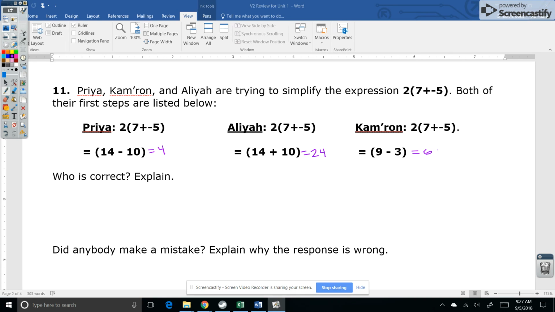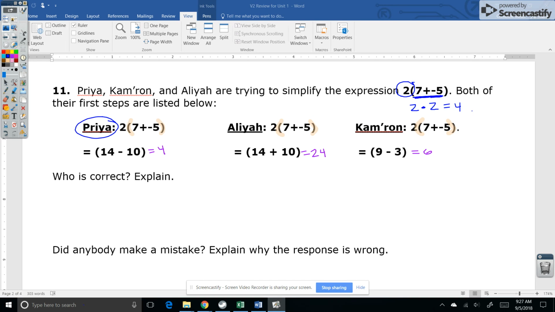This is distributive property. What these parentheses mean right here is that we are multiplying. So we have another way to do it. We can simplify the inside of the parentheses first and then multiply by 2. So 7 plus negative 5 is 2, and 2 times 2 is 4. That means Priya is correct.